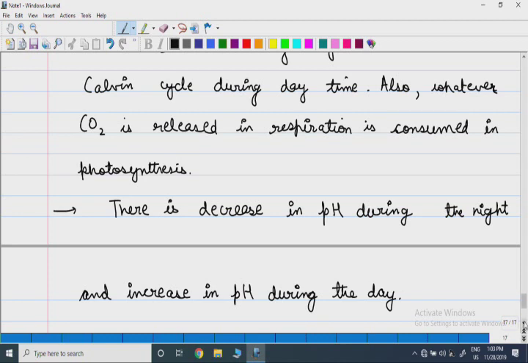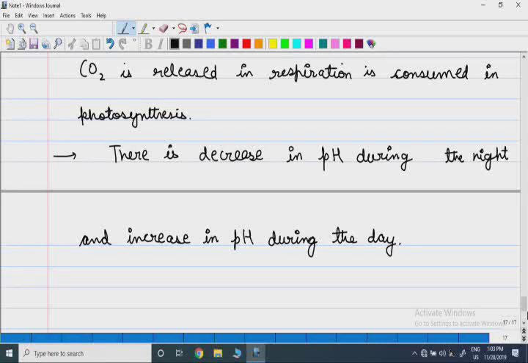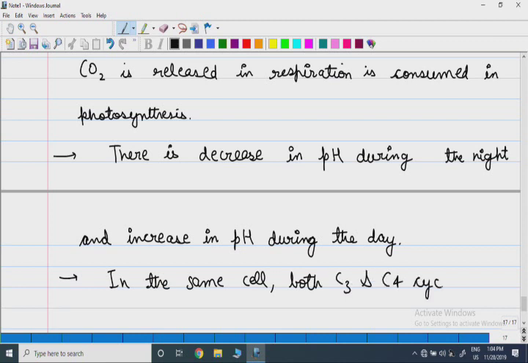So in the same cell, look, in plants like C4 plants, C3 cycle and C4 cycle, they were both happening in different cells. C4 cycle was happening in the mesophyll cell and the C3 cycle was happening in the bundle sheath cell. Here it is happening in the same cell. In the same cell, both C3 and C4 cycles take place.